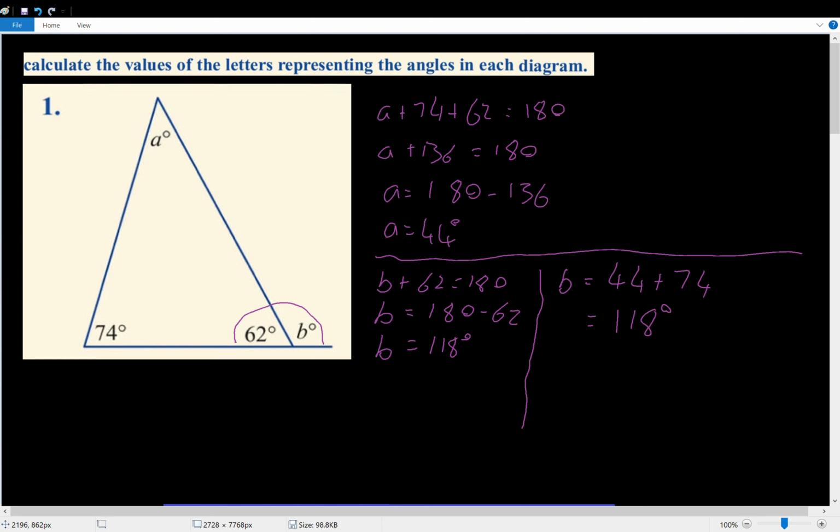So there's two ways that we can go about getting B. We can either use the straight angle rule, or we can use the exterior angle of a triangle rule. Alright, let's take a look at the next question. Look at question 3.